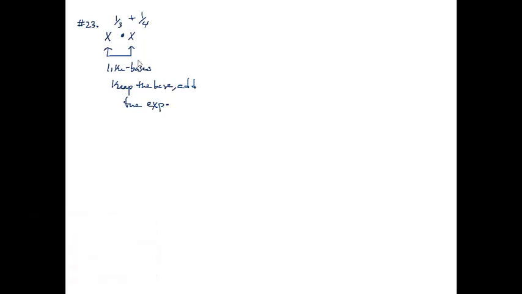So if you're multiplying like bases, keep the base, which is x, and then add the exponents. So it becomes x to the 7 over 12th power. Right?